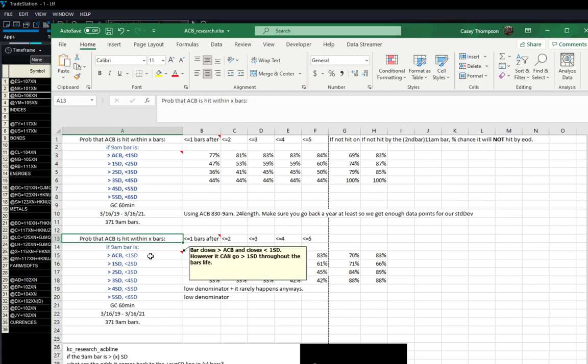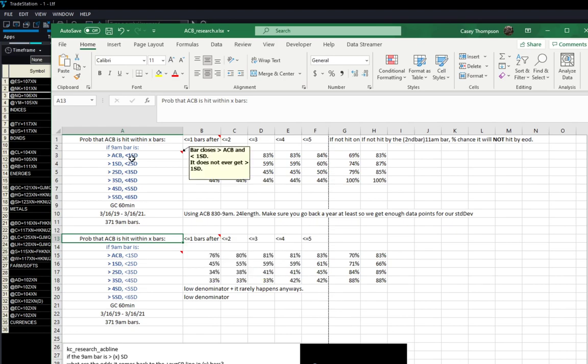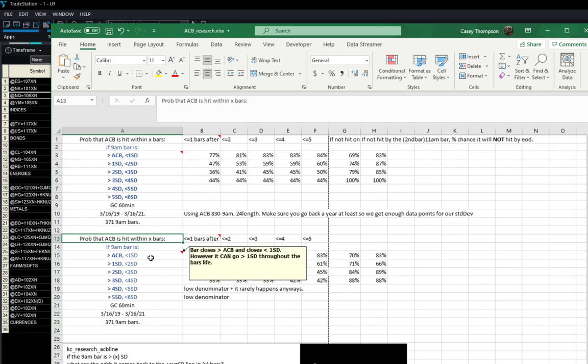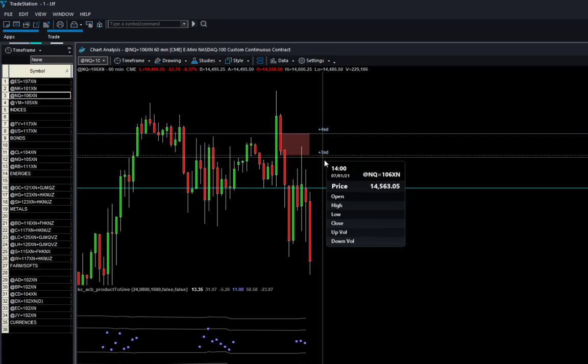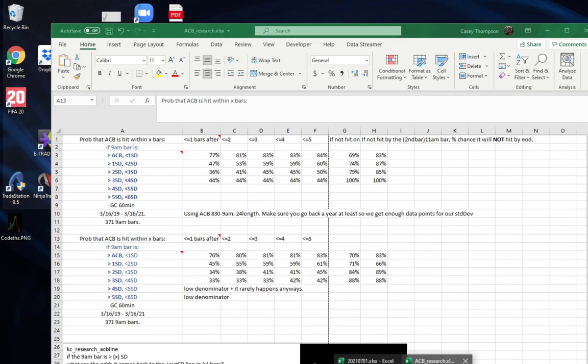Wait a second. If the bar closes greater than average candle body and it does not ever get greater than one standard deviation. Okay, there we go. So this is if it goes greater than average candle body and closes less than one standard deviation, but it can go greater than one standard deviation. So this is interesting. Now we're actually putting in the close of the bar. What are the odds that it closes? Actually, this one went greater than three standard deviations, but closes less than three. So that might tilt the odds a little bit.